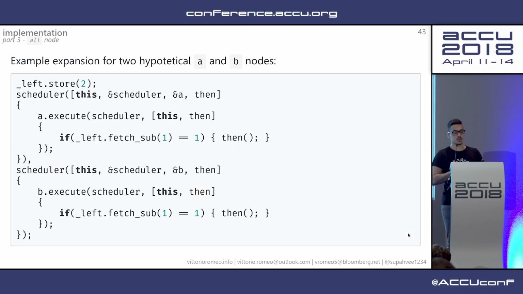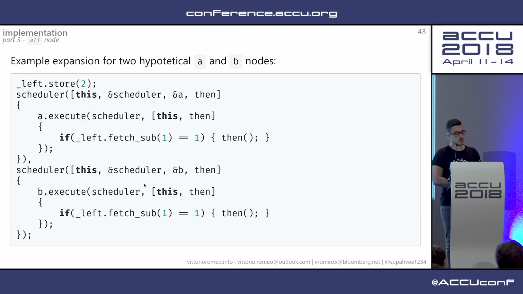So this is an example expansion for two hypothetical A and B nodes. Size of ... fs will expand to 2, because that's the number of types in the parameter pack. And then we will have two expansions of this giant scheduler thing separated by a comma, because this is what the fold expression does for us. It just expands and puts a comma in between where required. The first expansion will capture A by simply static casting to the type of A, which is one of our base classes. The second one will capture B in the same way, and then we will execute A, execute B, and both of them will have the same body.